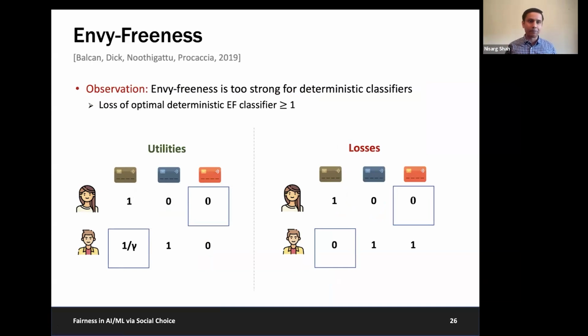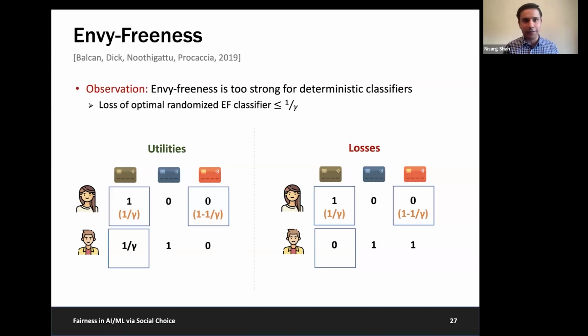So one observation here is that envy-freeness ends up being too strong for a deterministic classifier. So here is a simple example. Actually, you know what, in the interest of time, I'm going to skip this simple example. But all this is to say is that if you want to demand envy-freeness, deterministic classifiers are too restrictive and you should move to randomized classifiers.